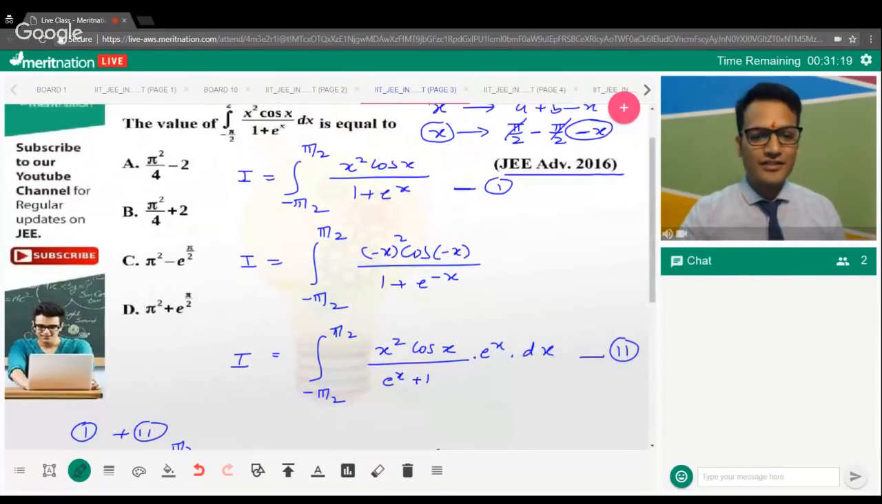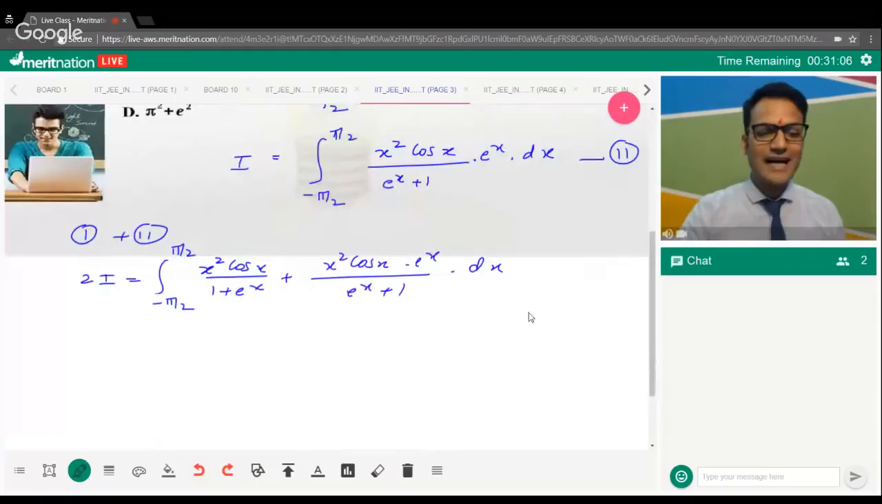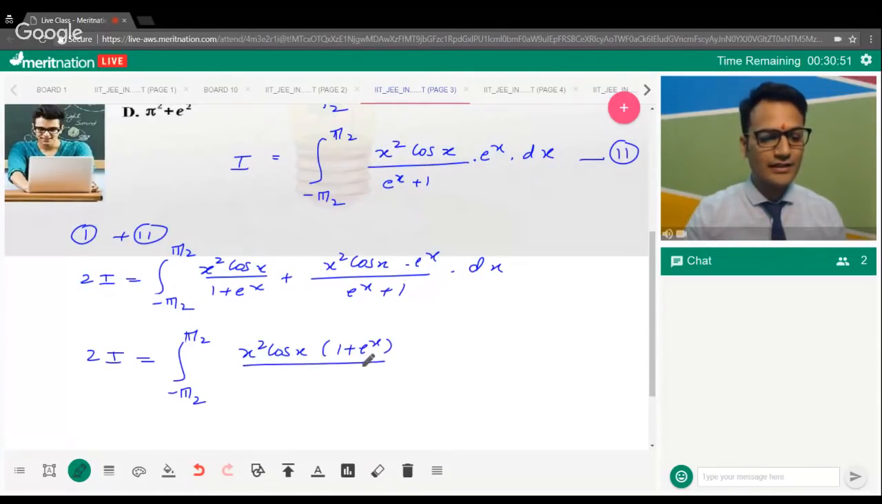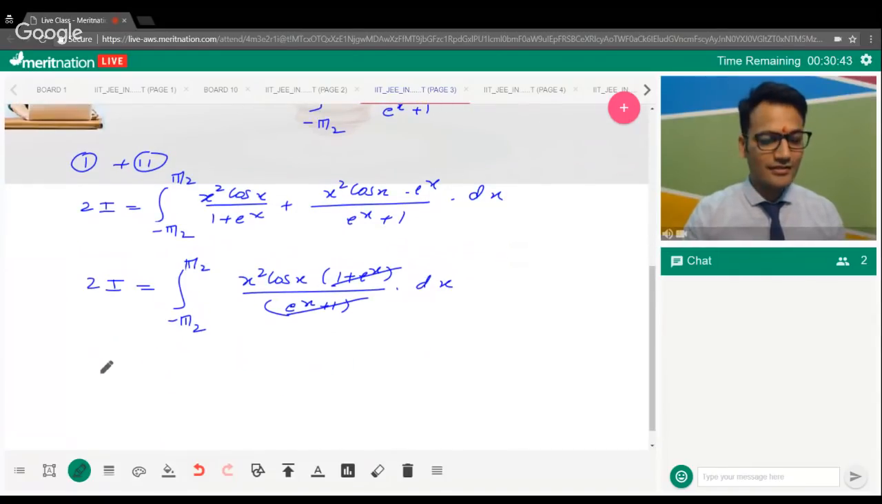Okay, Pratham, I've just applied the property of a plus b minus x over here, which gave me negative x. I've replaced this x by negative x everywhere. That's it. And then I've added the two equations which I've created. So over here, if I write all the steps properly, this is basically x square cos x can be taken as common. You're going to get 1 plus e to the power x over here and e to the power x plus 1 over here, which is basically the same. So this gets cancelled out. Wait a second, Zeus.